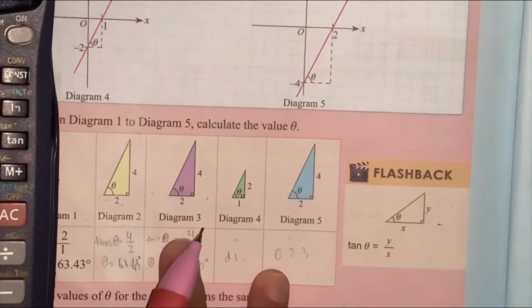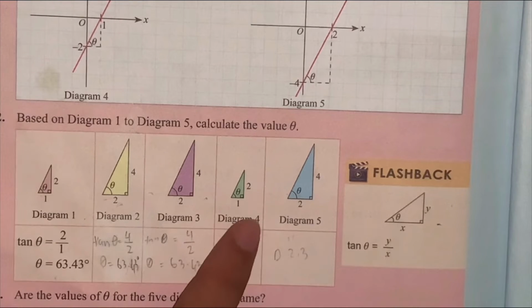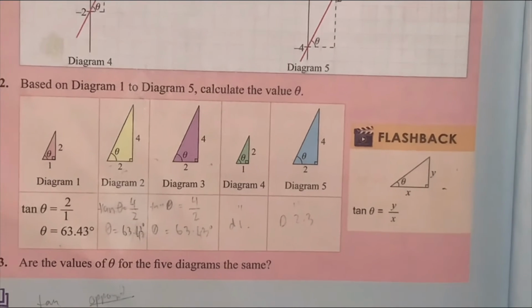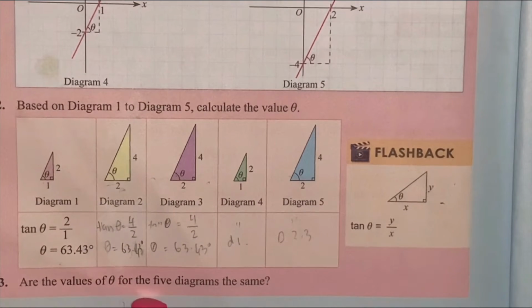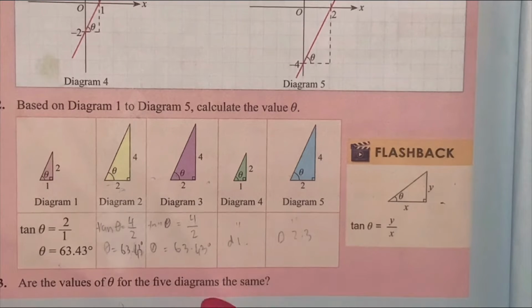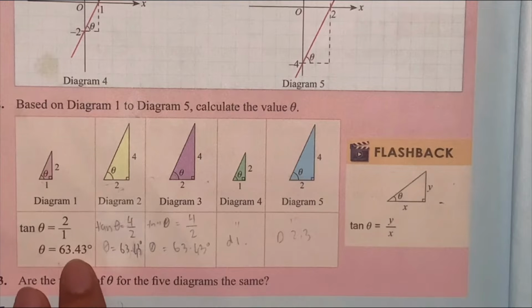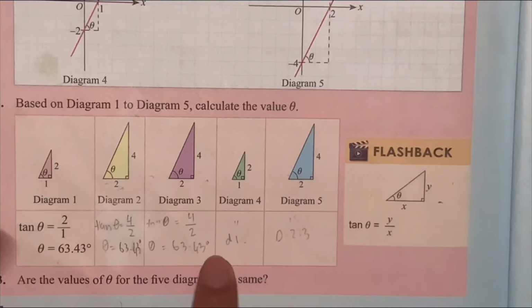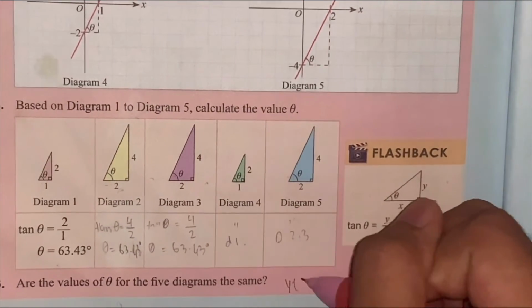Since this one is the same, the answer is also the same. This one is the same as this one, so the answer is also the same. This one is the same as this one, so the answer is also the same. Below, it asks: are the values of theta for the 5 diagrams the same? The answer for all is 63.43 degrees, so the answers are all the same. So, yes.